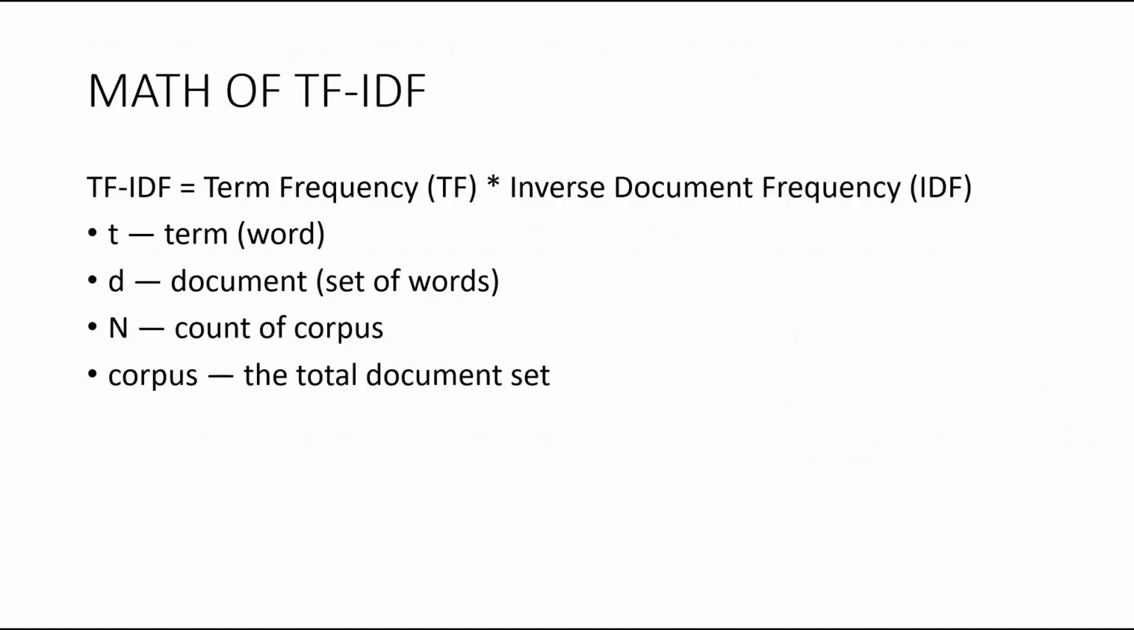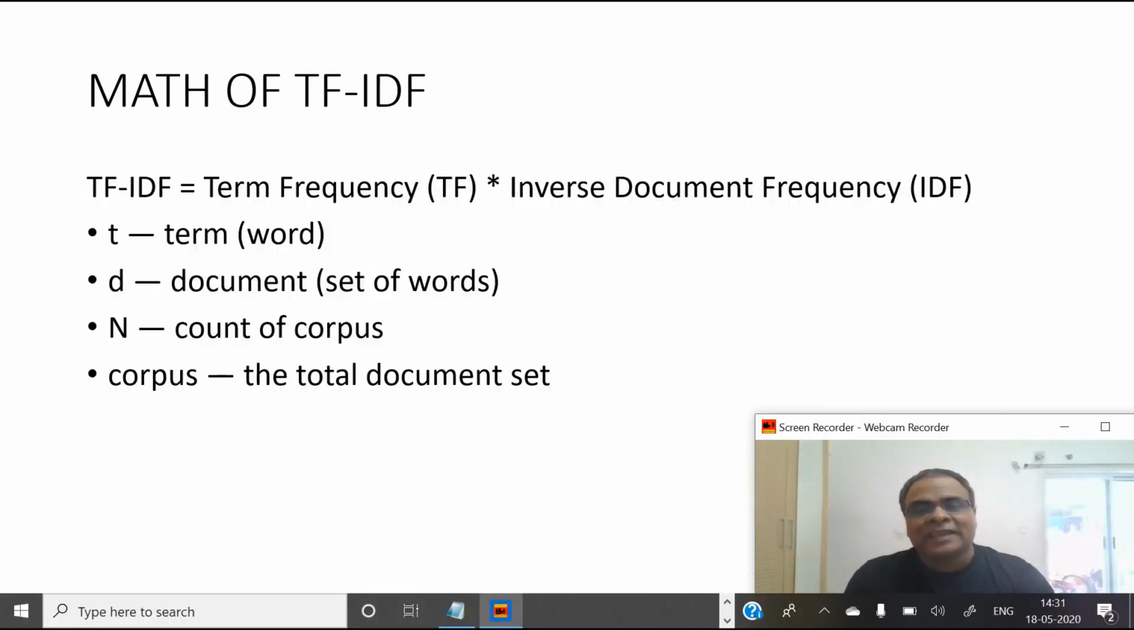Now we will see these are all the terms, this is the math of TF-IDF. TF-IDF is equal to term frequency into inverse document frequency. This is the equation you need to understand. Term frequency is TF, I will tell you what is term frequency. We will also be discussing what is inverse document frequency, IDF.